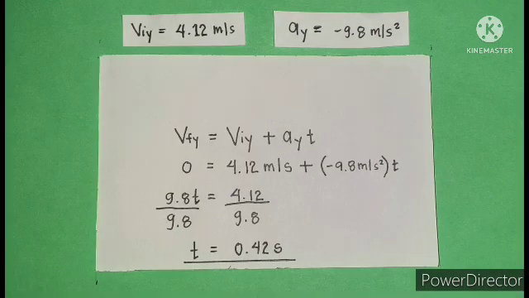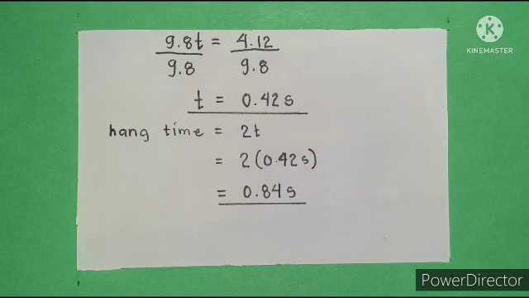In finding the time, we use this formula: Vfy, which is the final velocity of y, is equal to Viy, which is the initial velocity of y, plus acceleration of y times time. The value of final velocity of y is 0, and the initial velocity of y is 4.12 meters per second plus negative 9.8 meters per second squared times time. We're going to transpose the negative 9.8 times time to the left side and divide both sides by 9.8. So 4.12 divided by 9.8 is 0.42 seconds. For the hang time, we just multiply the time by 2. So 2 times 0.42 seconds is equal to 0.84 seconds.